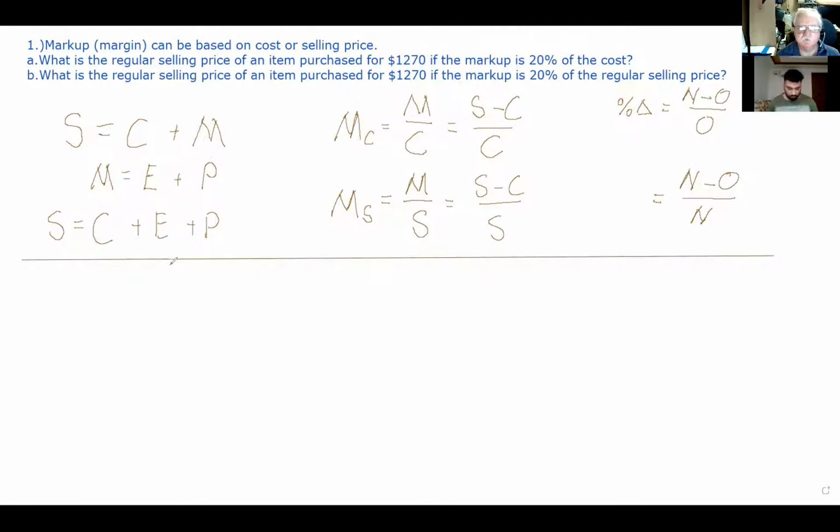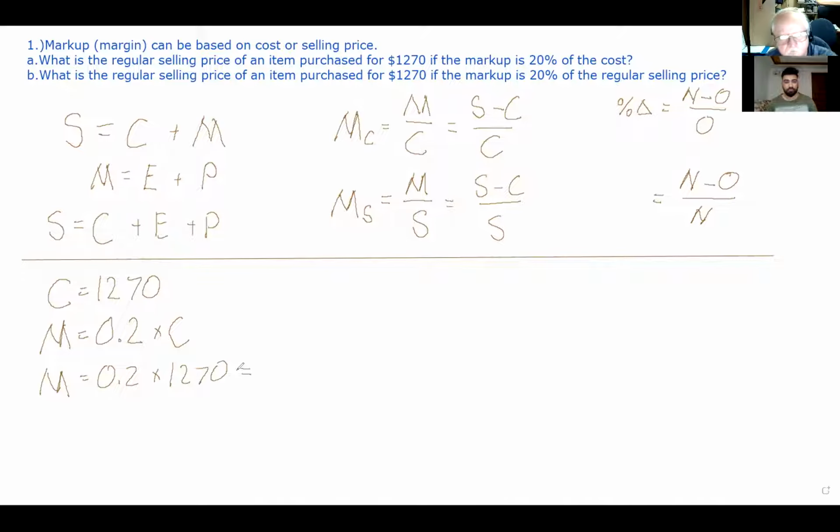If it's purchased for 1,270, they're telling us what the cost is. And if the markup is 20% of the cost, so they're telling us markup equals 20%, so 0.2 times cost. But we know the cost, so we can calculate the markup. It's 0.2, 20% times 1,270.